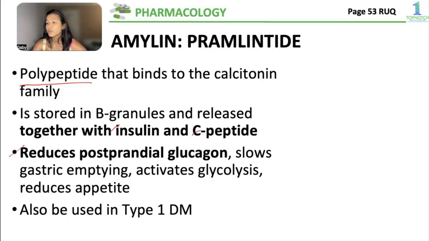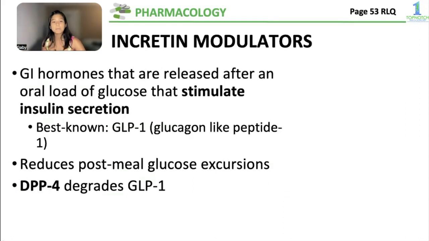So what does amylin do? It reduces postprandial glucagon. So remember, glucagon causes spikes in your glucose. It slows gastric emptying. It activates glycolysis, and it reduces your appetite. And another special thing about pramlintide, which is an amylin analog, is it can also be used in type 1 diabetics. So, okay, remember these mechanisms of action of your pramlintide. They reduce postprandial glucagon, slow gastric emptying, activate glycolysis, and reduce your appetite.